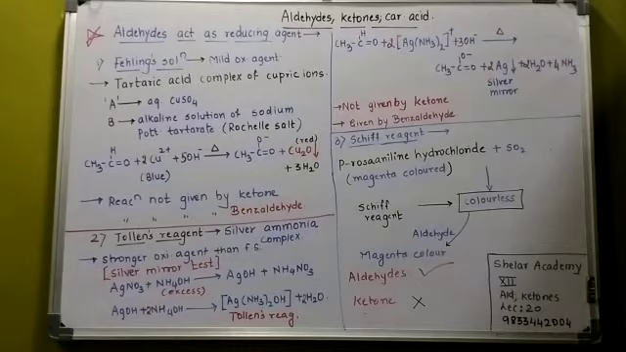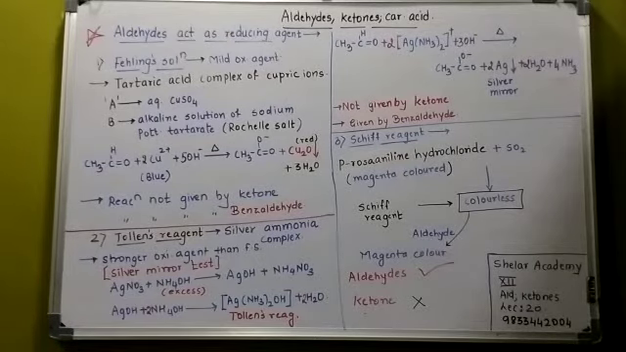The next we proceed with is called Tollens reagent. What is Tollens reagent? It is a silver ammonia complex. It's a stronger oxidizing agent when we compare it with Fehling's. The same reaction is also called the silver mirror test. Why? Because you actually get a silver mirror formed at the edge of the test tube. So the same is called a silver mirror test.